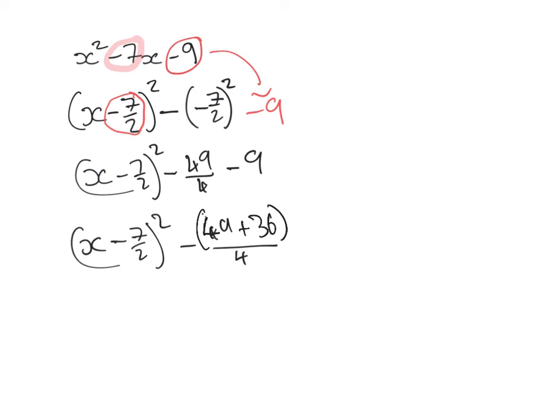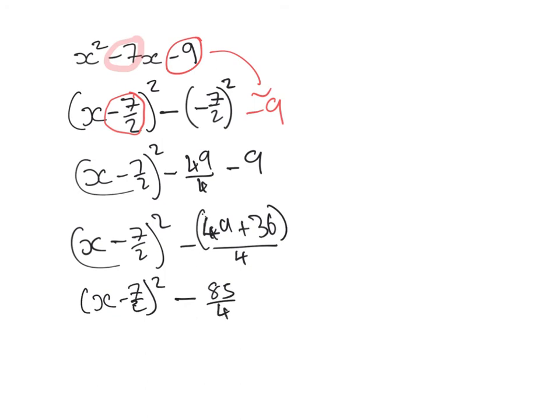There's a plus in there because if we're taking away 49 over 4 and we're taking away another lot of 9, then that's the same as actually adding the two together and taking them away in one go. Okay, so you end up with (x minus 7 over 2) squared minus 49 plus 36, which is 85 over 4. And if you can simplify the fraction, go ahead.